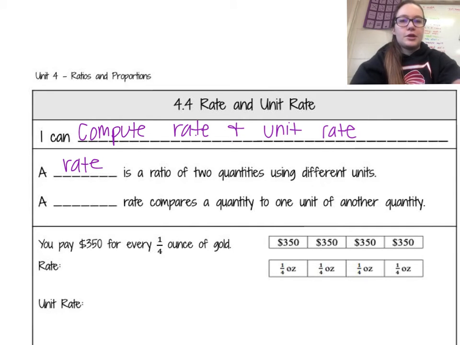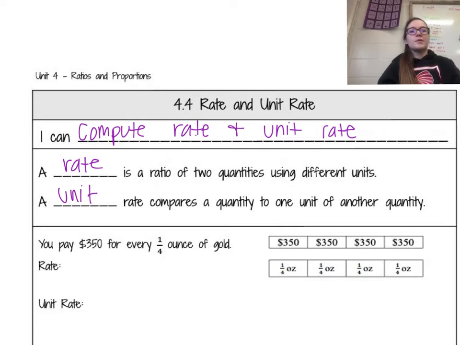But a unit rate compares a quantity of one unit to another quantity. So let's do driving, okay? You drive 60 miles in 2 hours. That would be 30 miles in 1 hour. So since it's to 1 hour, that would be a unit rate, okay?